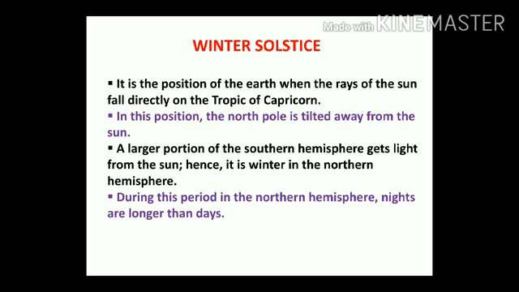Winter solstice is the position of the earth when the rays of the sun fall directly on the Tropic of Capricorn. In this position, the North Pole is tilted away from the sun. That means the South Pole is tilted towards the sun. So, a larger portion of the southern hemisphere gets light from the sun. Hence, it is winter in the northern hemisphere. During this period, in the northern hemisphere, nights are longer than the days.